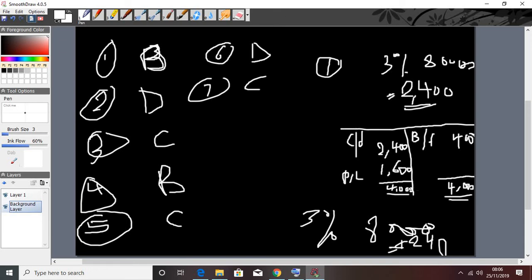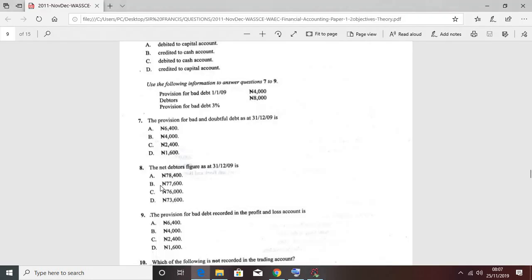So that's why I said the balance brought down will be here, so that we will deduct it from the debtors figure, because we are saying that 3% of the debt will not be recovered. And in a business, we're only interested in the amount or the figure that we can recover. So the question is asking what will be the actual net debtors for the period. For you to get that, you have to deduct the 2,400 from the 80,000, the debtors figure. So let's see what we will get. So 80,000 minus 2,400 will give us 77,600.